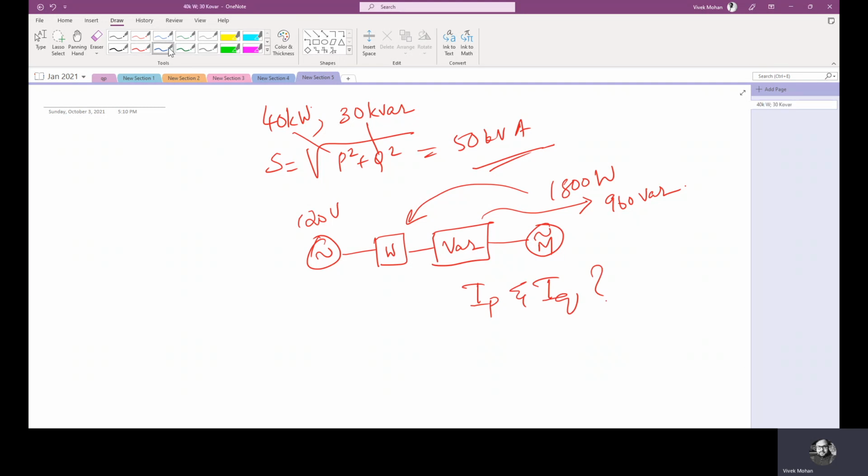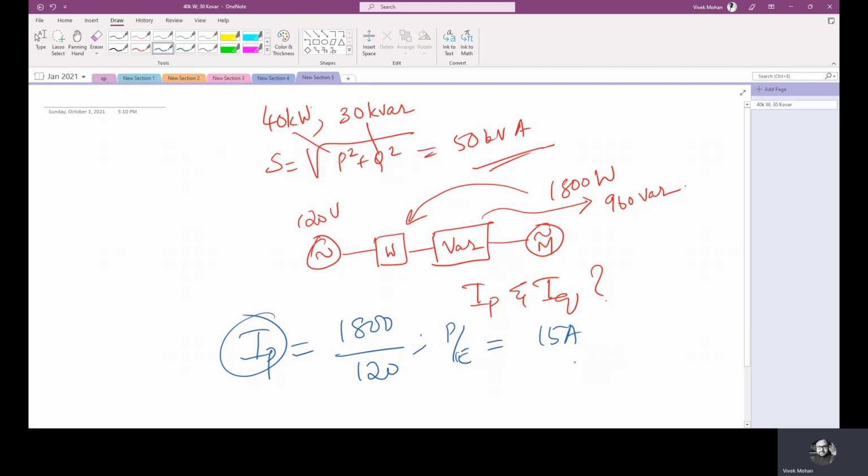How will you find it? Your IP is equal to the active power, 1800. So this is the active component of current, right? So 1800 divided by 120. What is this? P by E, which is equal to 15 amps. Now if you want to find IQ, this is 960 VAR divided by 120 volt, which is equal to 8 amps.